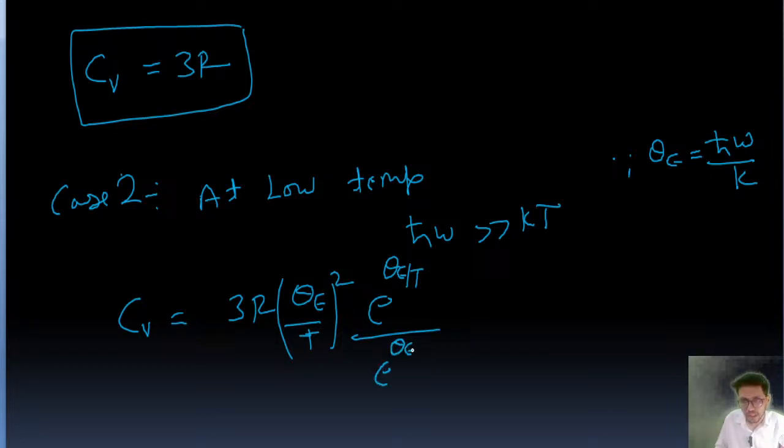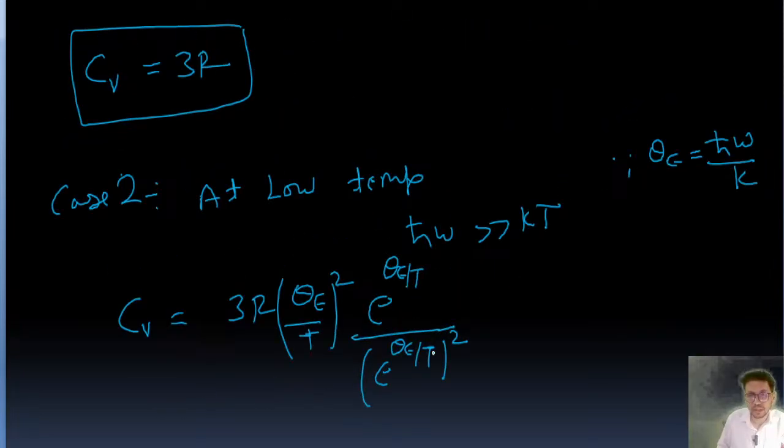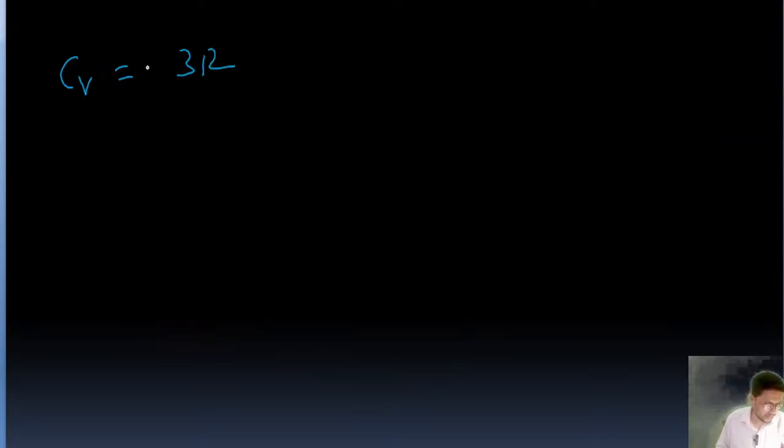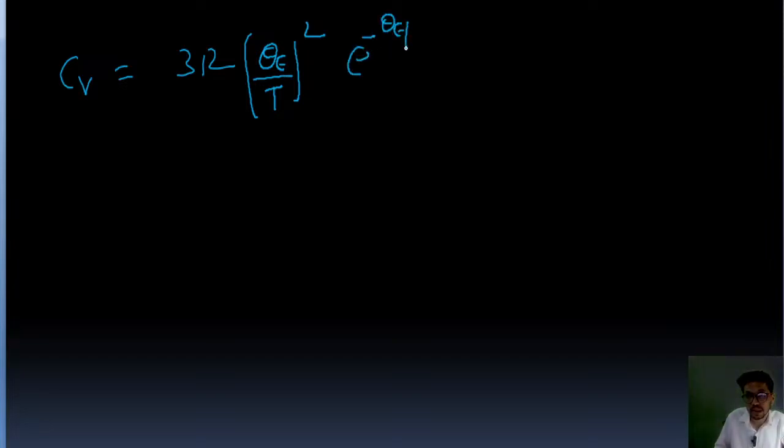e to the power theta_E upon T whole square. The 1 we will ignore because h cut omega is greater than or equal to kT, so e to the power theta_E upon T is a very great value and we can neglect the 1. So if we solve it, Cv is going to be equal to 3R (theta_E/T)^2 e^(-theta_E/T).